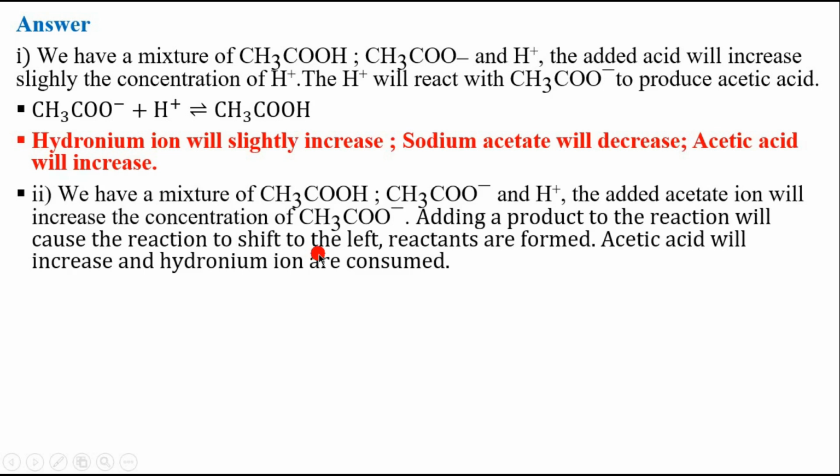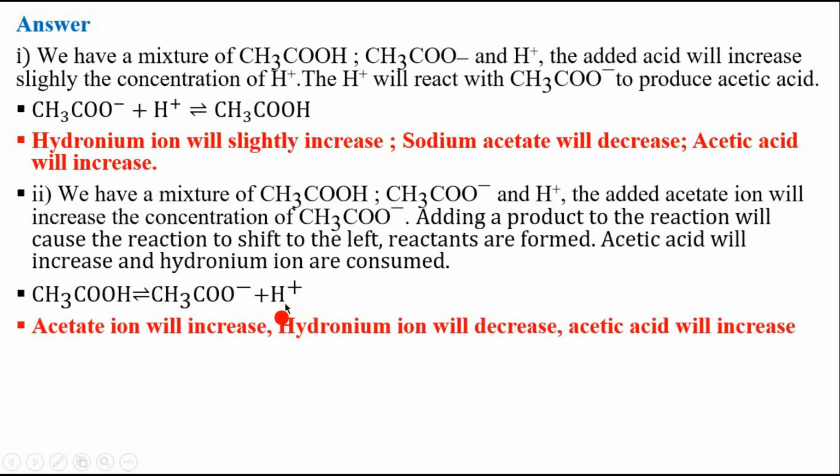So what will happen if we add the acetate ion? That means you have a mixture of all three components. Adding acetate will increase the concentration of acetate. That means we are adding the product to the reaction. We have this kind of mixture, the acetic acid, which gives the acetate plus H+. That's the buffer solution that we have.